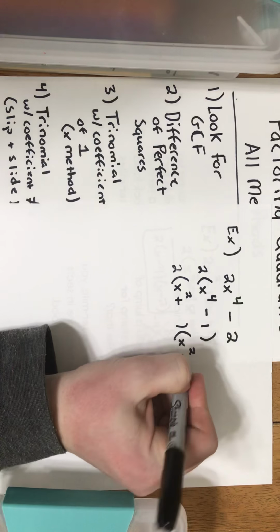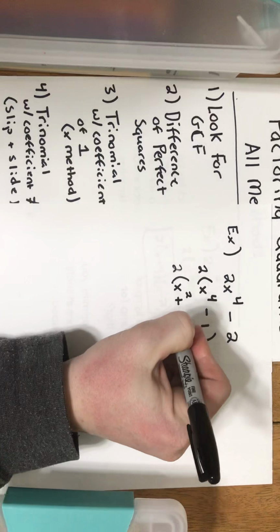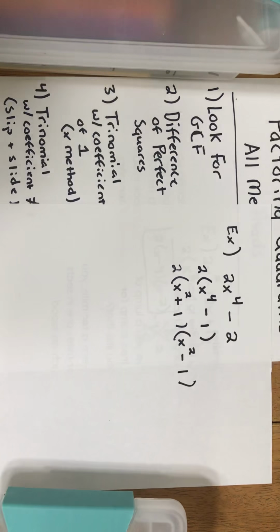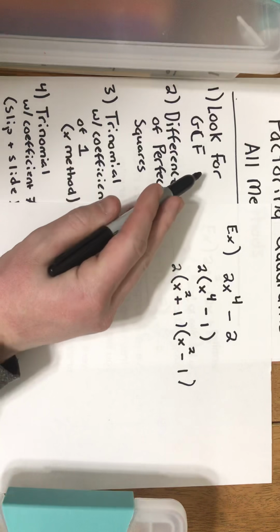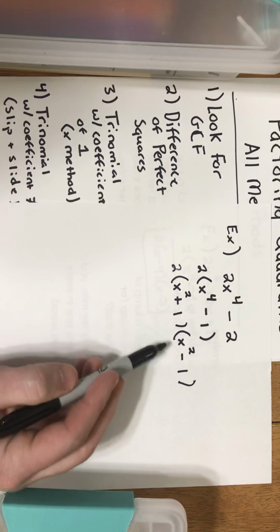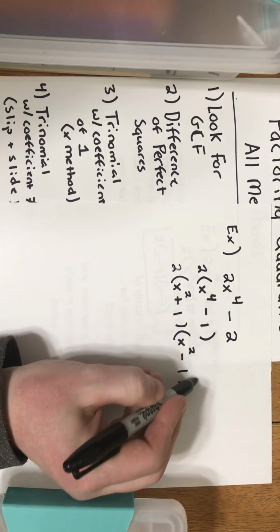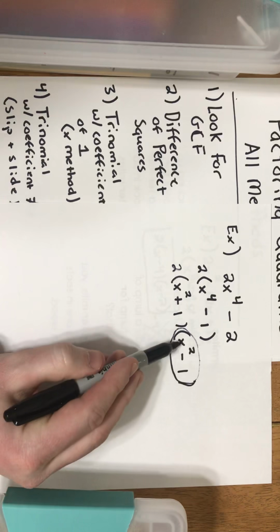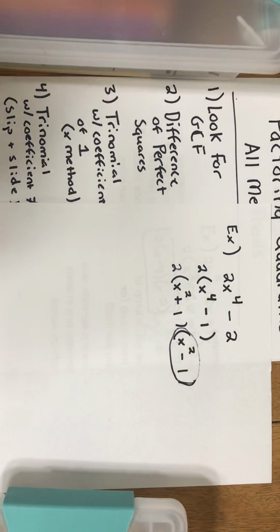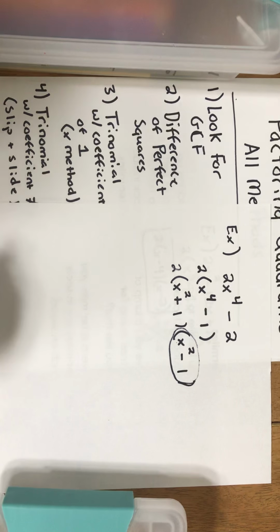I want 1 to be a plus and 1 to be a minus. And the square root of 1 is 1. So that factors to 2 times x squared plus 1 times x squared minus 1. Now you might be inclined to stop here, but you want to keep looking. I know I don't have another GCF, but if we look close enough, I do still have a difference of perfect squares. Right here, this last term, I can take the square root of x squared, and I can take the square root of 1, and it's a difference.